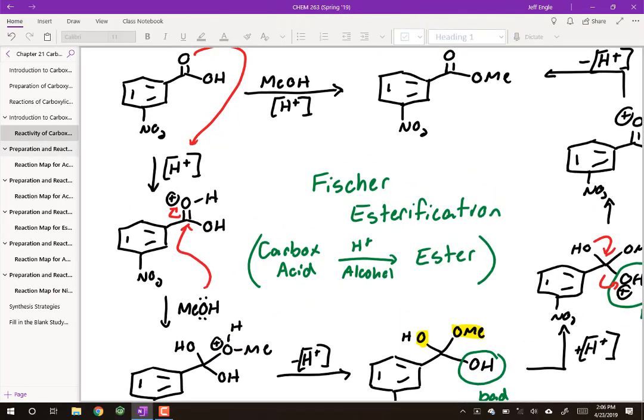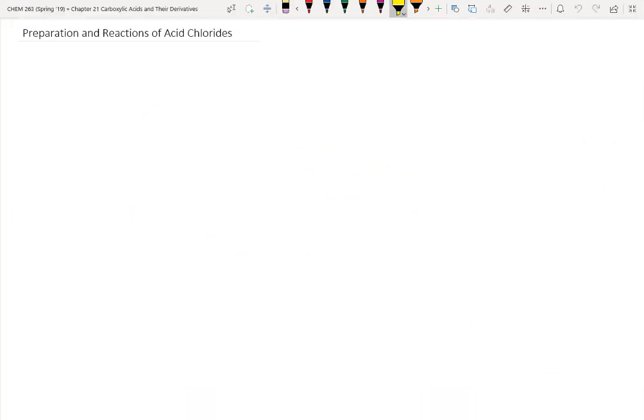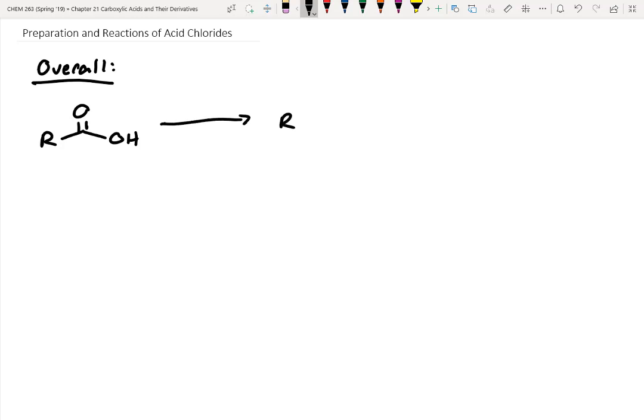We'll go into acid halides first because we know they're the most reactive. Arguably, they're the most useful building block that we'll see in this chapter. All right. So overall, let's say we have a carboxylic acid. Carboxylic acids in and of themselves aren't super duper reactive. They do simple acid-base chemistry. But what we can do is convert this to its more reactive cousin, the acid halide.